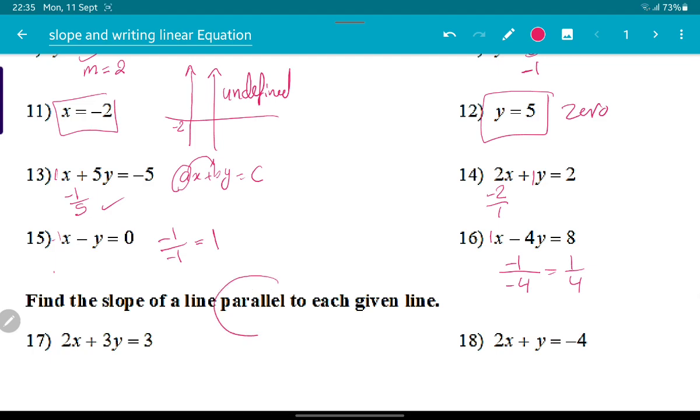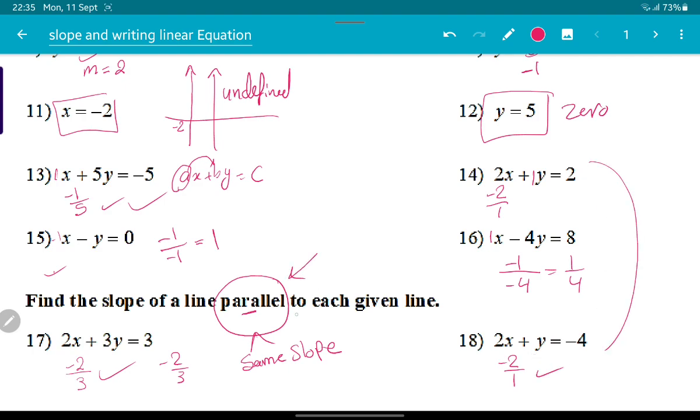If we have a line parallel to a different line, they will have the same slope. So if you know the slope of this, which is negative 2, as we did here and here, negative 2 over 3, the parallel will have the same slope. It's negative 2 over 3. Here it's negative 2 over 1. So the answer will be the same as this. Why? Because the parallel line will have the same slope as the line given.